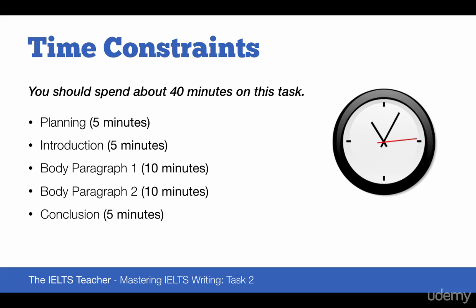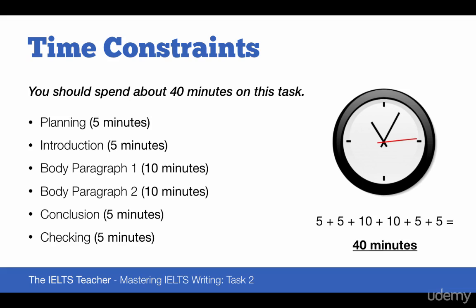Now if you add up all of those minutes, what you have is 35 minutes. So what do you think we should spend the last 5 minutes doing? Of course, checking our work. This can be the difference between a band 6.5 and a 7 and a 7.5. So 5 plus 5 plus 10 plus 10 plus 5 plus 5 gives us our 40-minute limit.